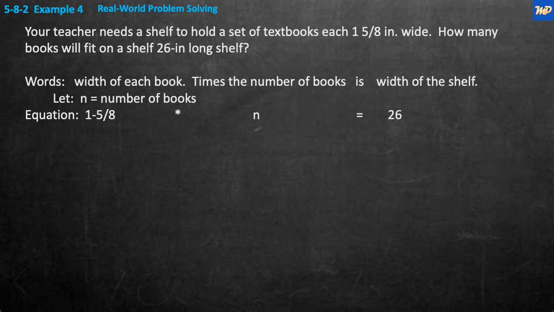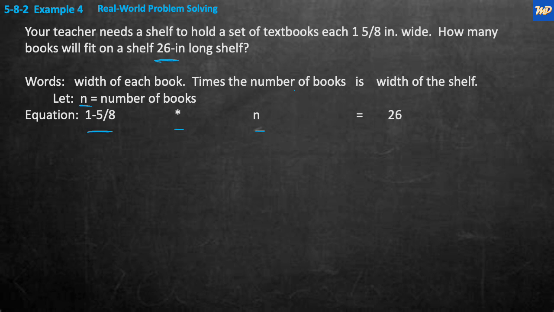We're going to let n equal the number of books. That's what we're trying to find out, because it says how many books will fit on the shelf. And we know that the books are 1 5/8 inches. So the equation for this will be 1 5/8 inches times the number of books, n, is equal to 26. So that's the number they gave us. That's what it has to be equal to, the 26-inch long shelf. So the books all added up have to be the length of the shelf or less. So now let's work the problem.